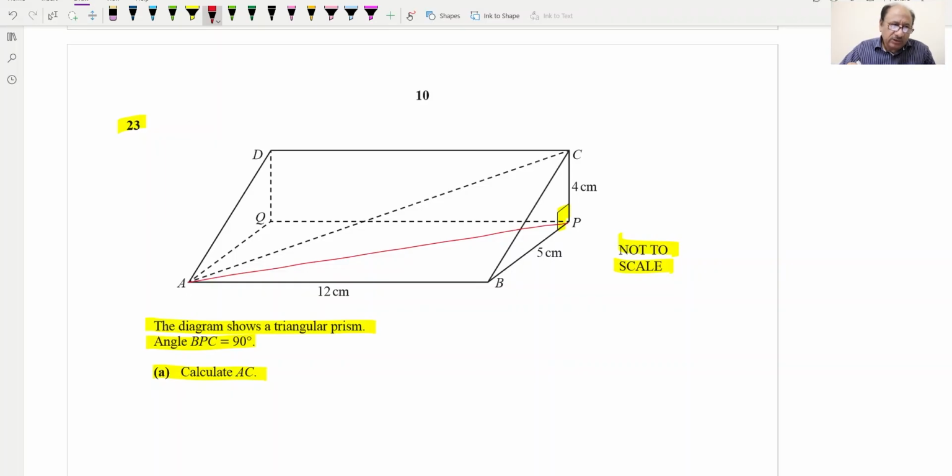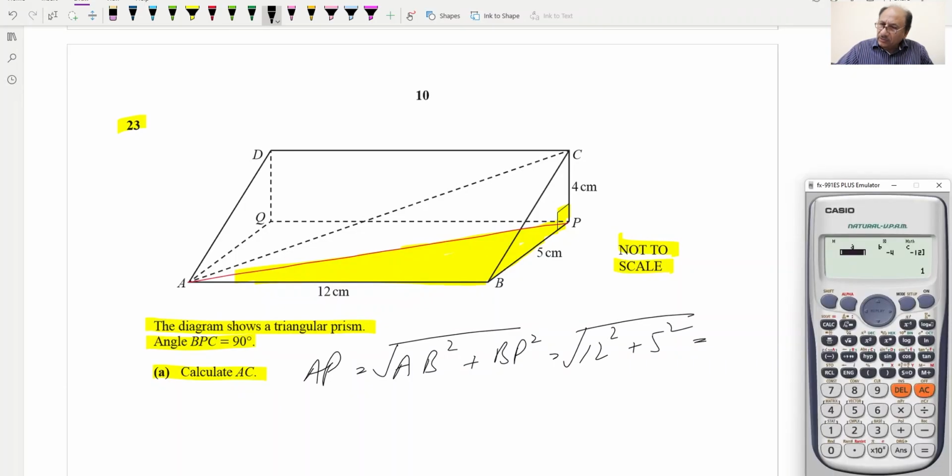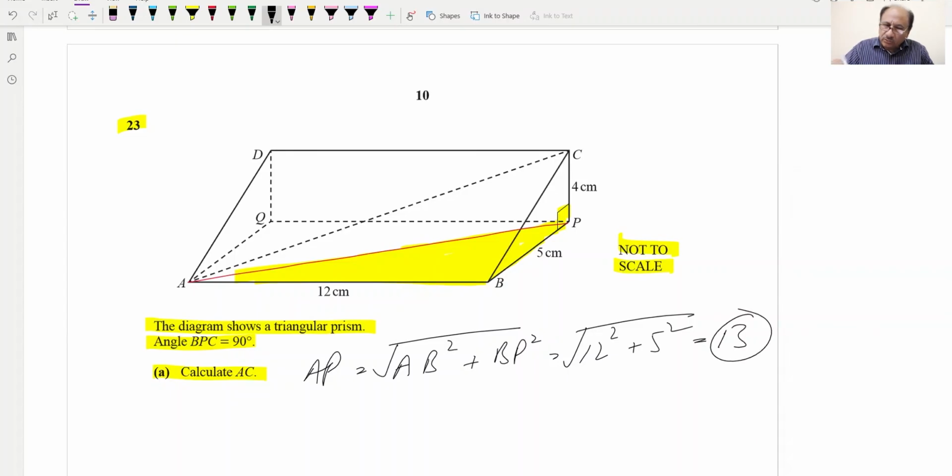First of all, we will consider this triangle, which is also a right-angled triangle. One side is 5, the other side is 12. So we will apply Pythagoras theorem to find AP. AP is equal to the square root of AB squared plus BP squared, which is equal to the square root of 12 squared plus 5 squared, which is equal to 13. So we got the AP side as 13, and we need AC.